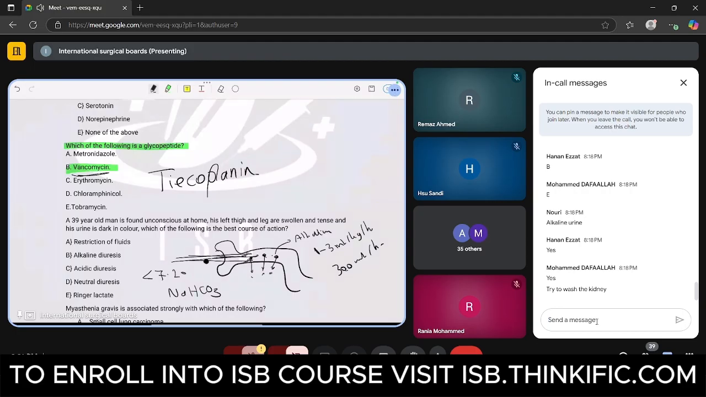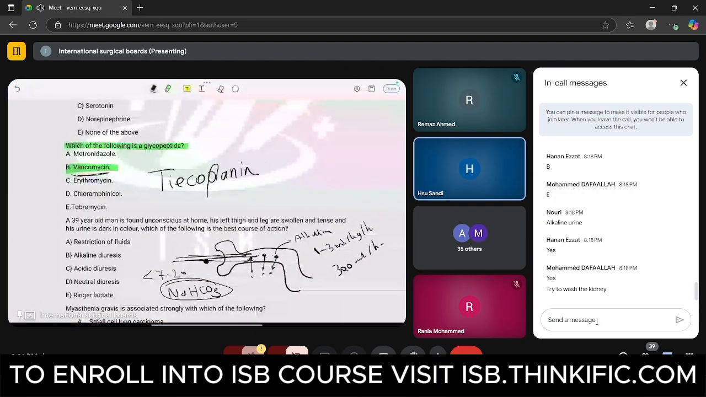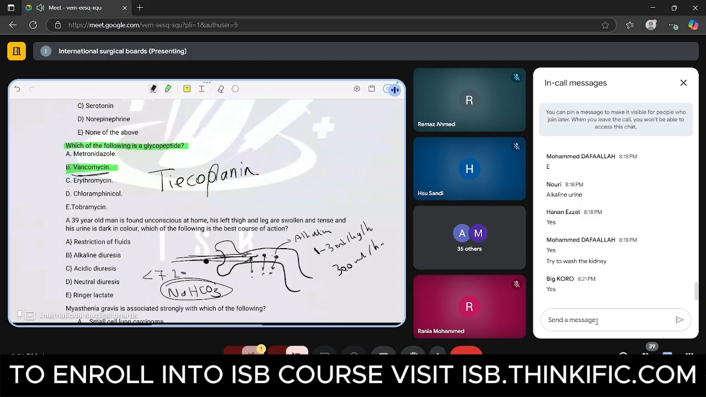Do you agree that giving sodium bicarbonate will help with hyperkalemia in rhabdomyolysis? Yes, it will help, because if you remember, when you alkalinize the blood, potassium shifts inside the cell, so it helps with hyperkalemia. So that's another benefit from sodium bicarb.